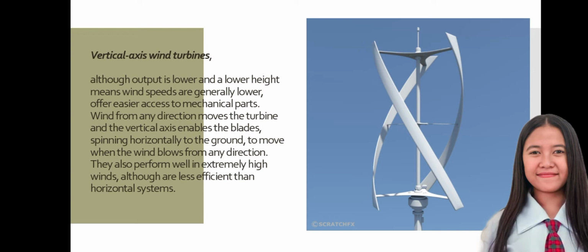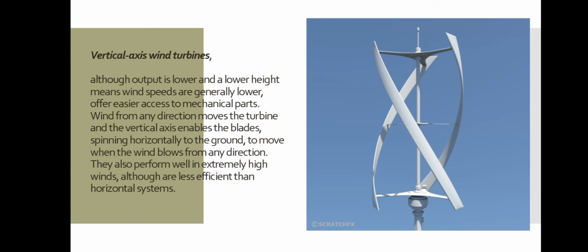VAWT runs well regardless of wind direction, making it better suited to urban areas with tall buildings where wind turbulence is a given. The vertical axis turbine allows it to operate on lower wind speeds than is possible with the horizontal turbine. So that means that in a horizontal axis wind turbine, a propeller spins facing the wind horizontally, while in a vertical axis wind turbine, blades spin around a vertical axis facing the wind vertically.